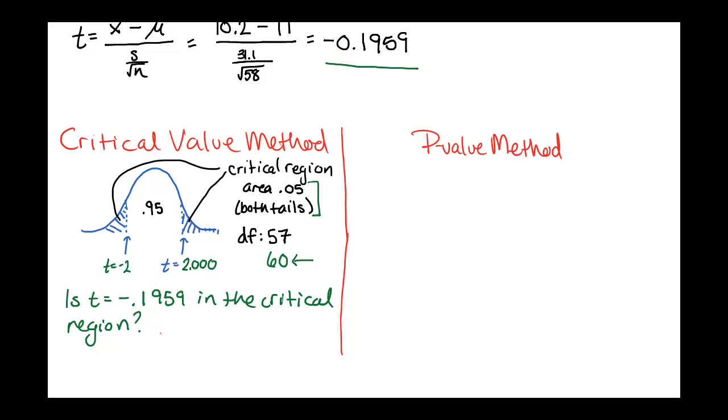Since it's not in the critical region, we would say that our null hypothesis is not unlikely to be true. In fact, it is fairly likely to be true. So we would fail to reject the null hypothesis H0. There is not enough evidence to reject this claim. It seems like the claim could be true.